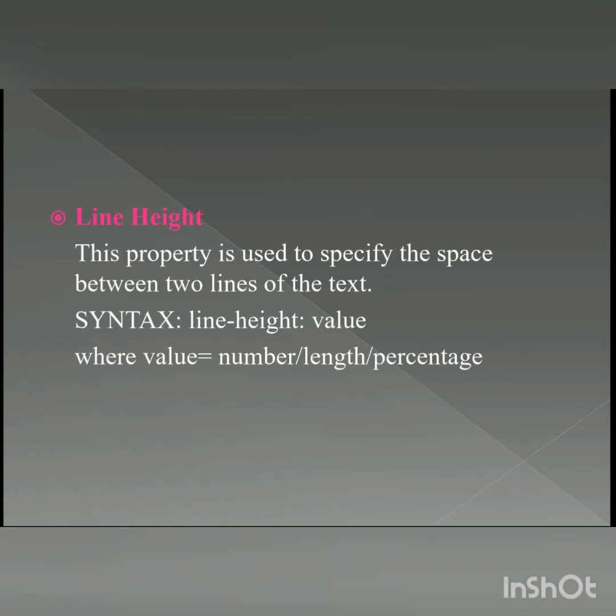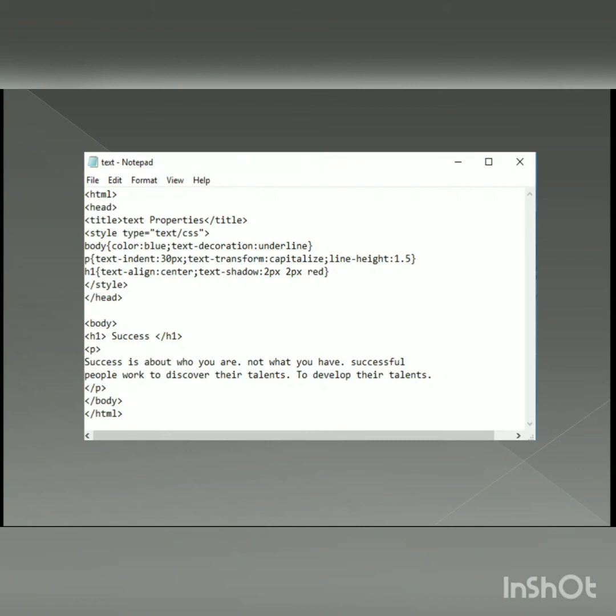Line height. Line height is the property that is used to specify the space between the two lines of the text. This is the vertical spacing between the lines, and the syntax is line-height colon value. So what is this value? In value we can have a number, a length, or we can just write the number in percentage. So these all were the text properties that we have studied.